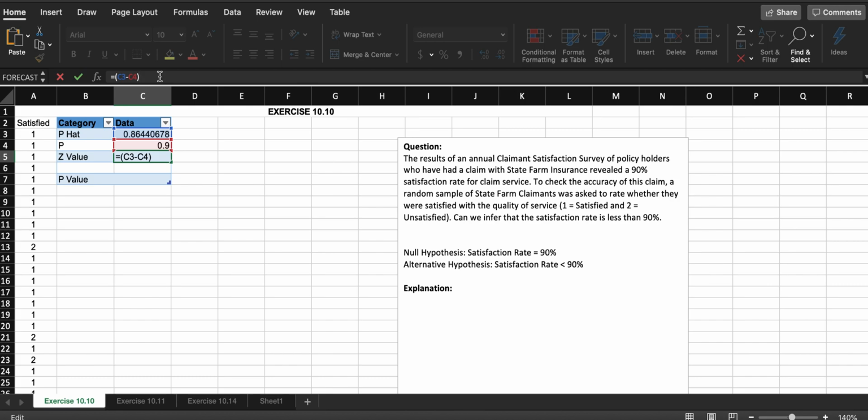And you're going to divide by the square root, SQRT. Now make sure you use your parentheses correctly. So what I do, I just do double parentheses. It's going to be your P multiplied by 1 minus your P again. Close the parentheses. And then you're going to divide by your count.